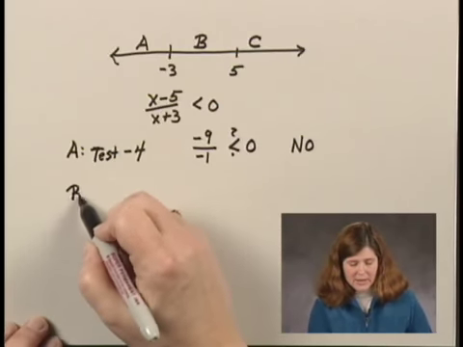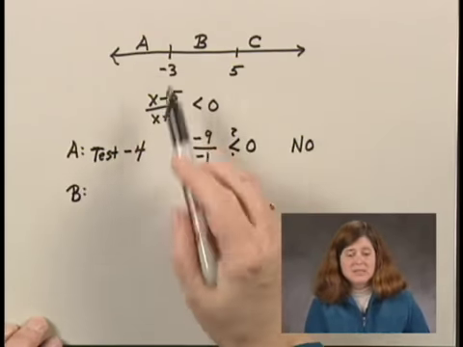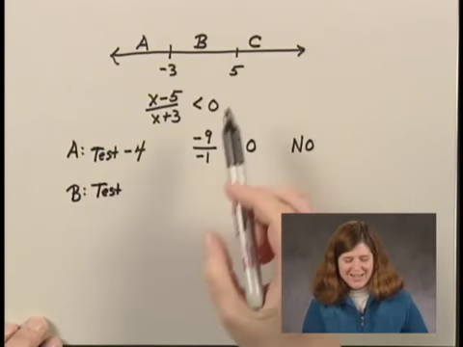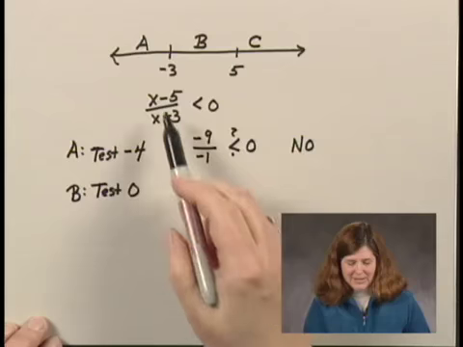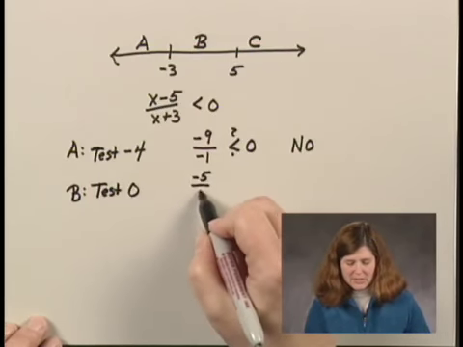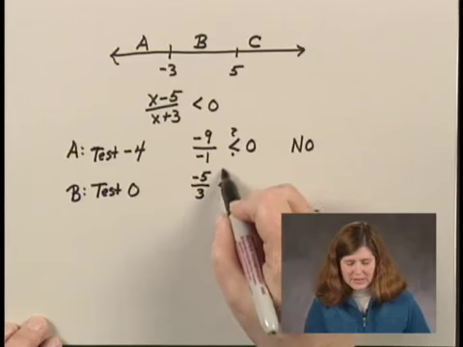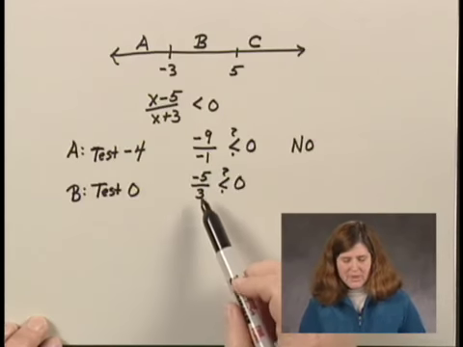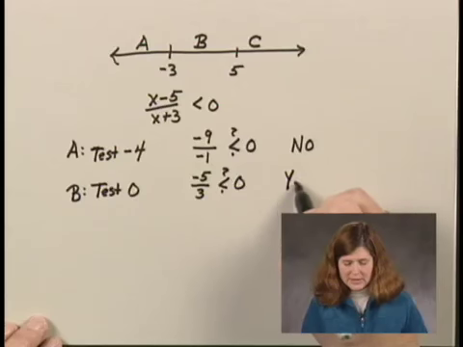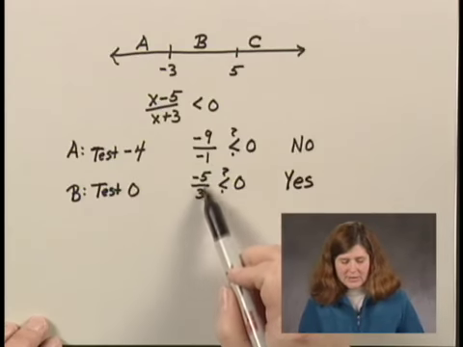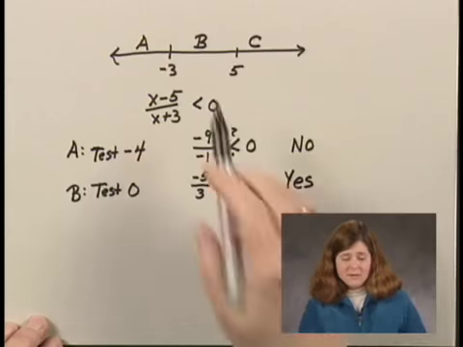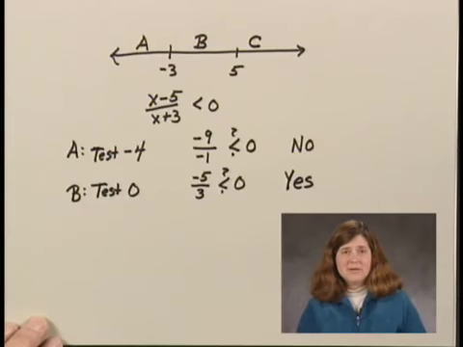Let's try interval B. I'm going to test 0, because that is a convenient choice of a number inside interval B. 0 - 5 is -5. 0 + 3 is 3. My question is, is that less than 0? Well, that'll be a negative number. All negative numbers are less than 0, so yes. This number is a solution, so the entire interval B will be part of the solution set.